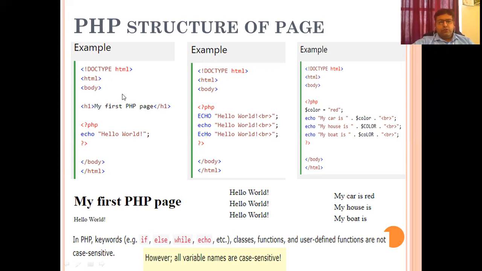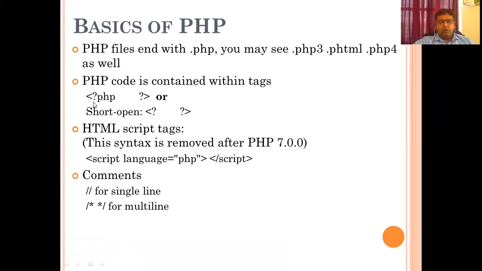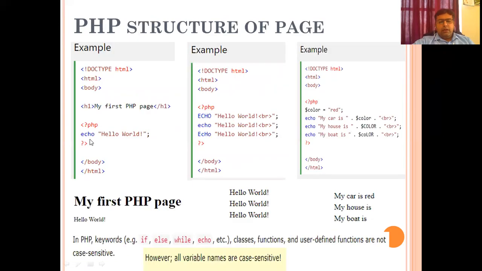So what will be the structure? As we know, we can do this with HTML code. This is the first example: a doctype HTML, body, the header part that is "My First PHP Page", and inside that you have to use this syntax that we have seen over here. Opening and closing tag of PHP, so less than question mark PHP. Inside that, instead of print, now you have to use the echo.